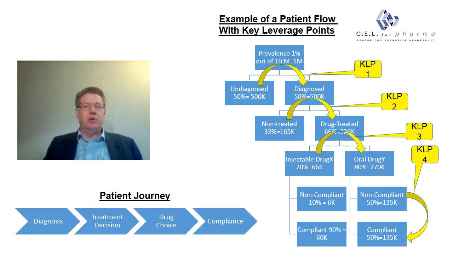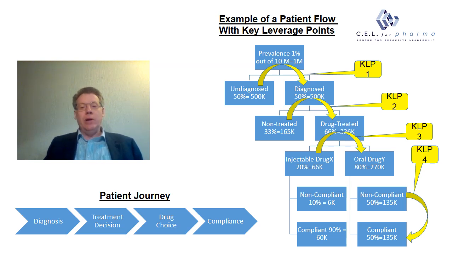The nice thing about developing a patient flow is that you can immediately identify some key leverage points. For example, key leverage point 1 would aim to increase the diagnostic rate through, for example, medical disease awareness programs. Key leverage point 2 would be about treating more patients rather than not treating them, which could be induced with, for example, health economic analysis.